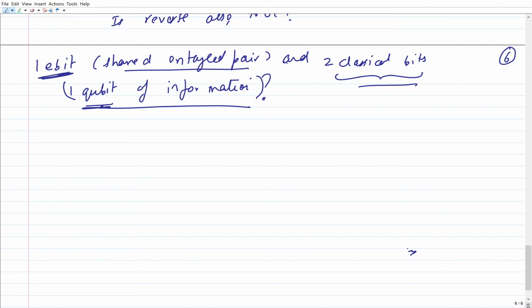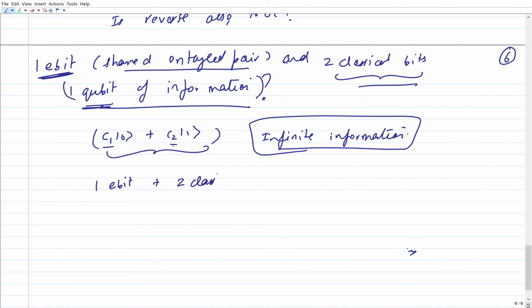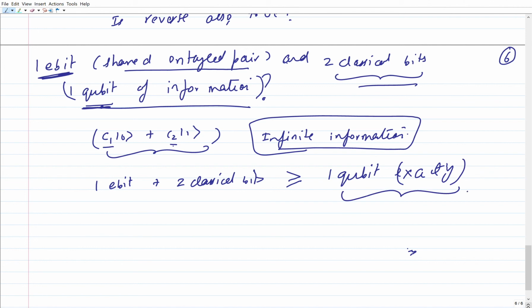Now, this is something very interesting. Because one qubit is what? One qubit is, let's say, c1|0> plus c2|1>. I can normalize it, but essentially that's the idea. I have to send you c1 and c2, two complex numbers. In some sense, this is sending infinite information, because to specify exactly c1 and c2 to all decimal places requires infinite information. So the idea is, using one shared entangled bit and two classical bits, can it accomplish sending one qubit exactly, which in some sense is sending infinite information.